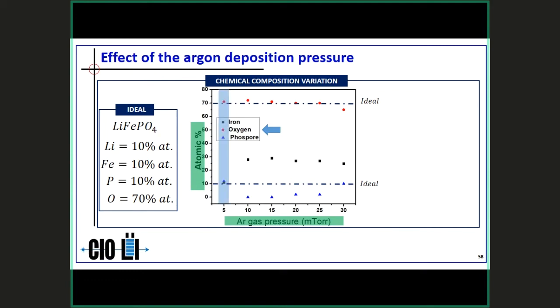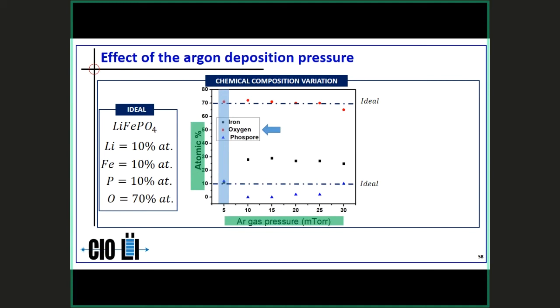From a quick analysis, the sample at 5 mTorr, the one highlighted in blue, is the sample that has the right chemistry of lithium iron phosphate. It has around 11% iron, 10% phosphorus, and 71% oxygen.